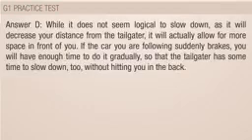Answer D. While it does not seem logical to slow down, as it will decrease your distance from the tailgater, it will actually allow for more space in front of you. If the car you are following suddenly brakes, you will have enough time to do it gradually, so that the tailgater has some time to slow down too, without hitting you in the back.